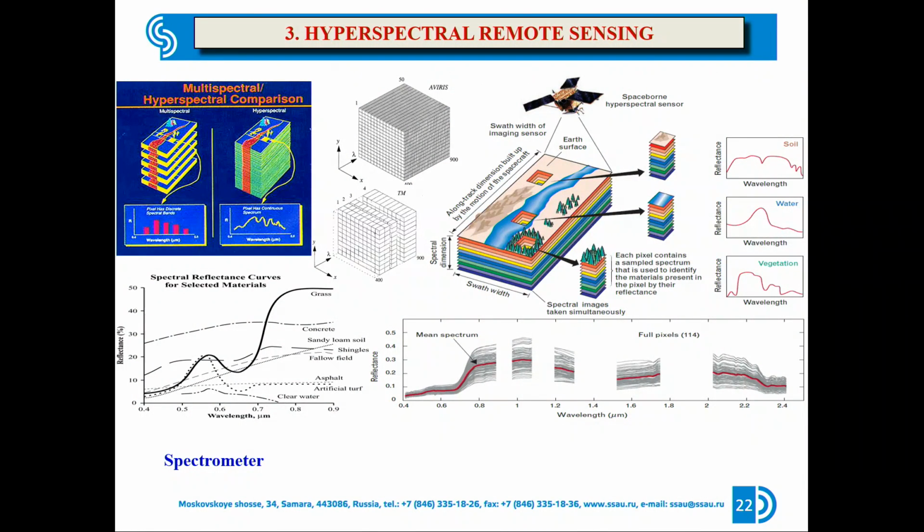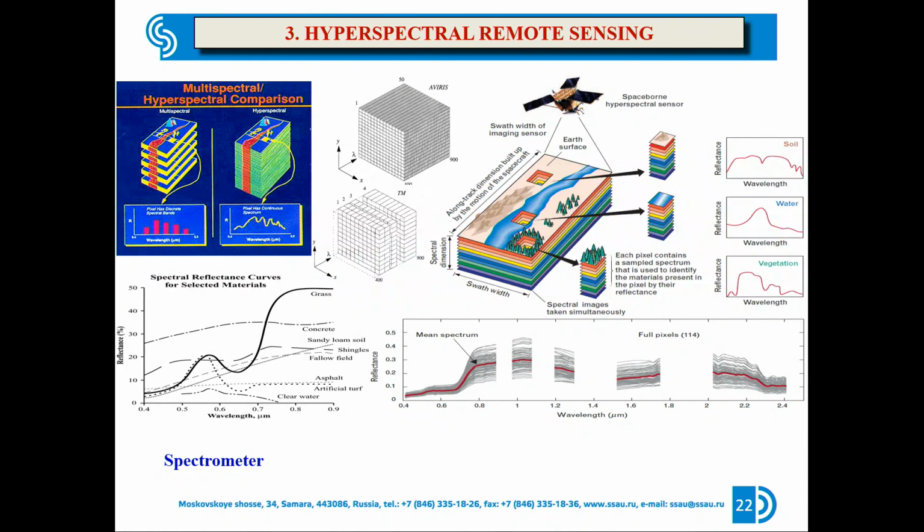That's why recently, when we sent satellites to another planet or the Moon, we used hyperspectral remote sensing to collect all types of information, as much as possible. In multispectral we can get limited information, but in hyperspectral remote sensing we can get all the information as a spectrum.